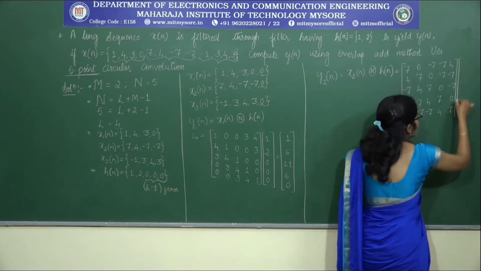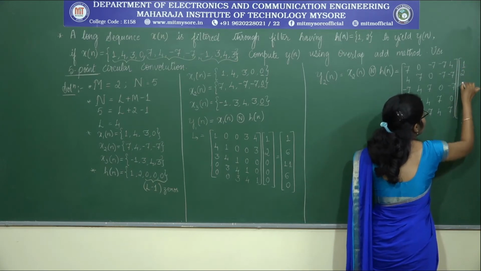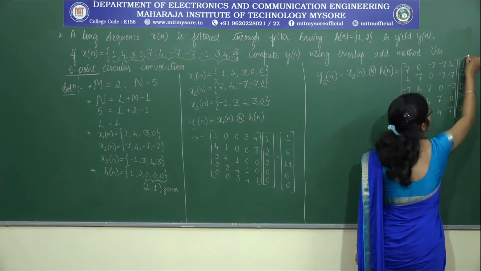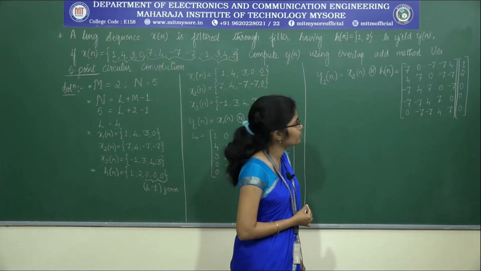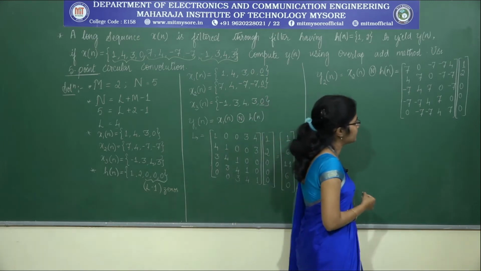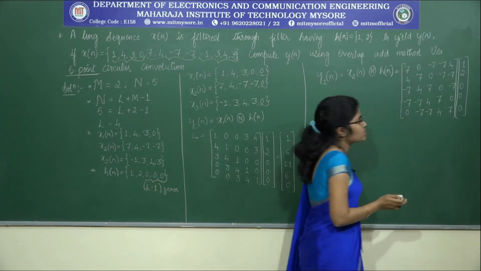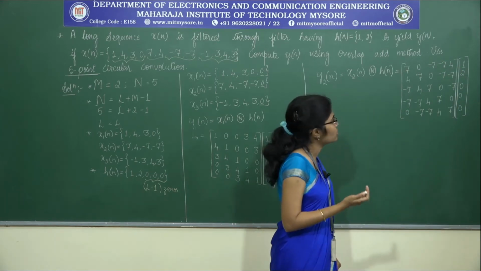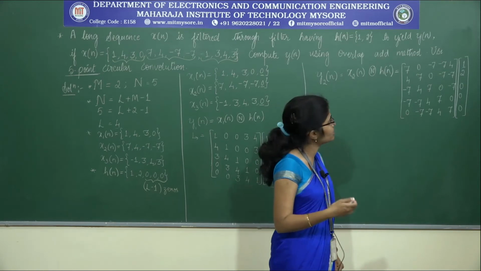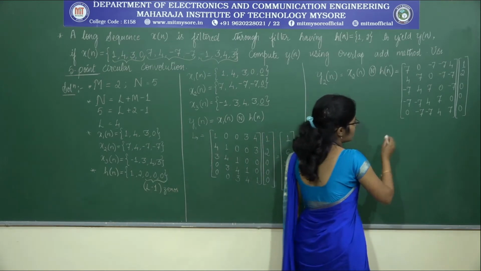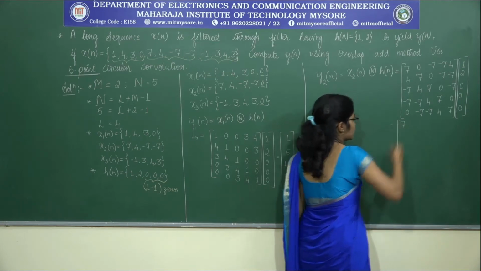And finally, what is h? H is 1, 2, 0, 0 and 0. Okay. We are done with h2 of n and h3 of n. Now I need to multiply. So if I multiply, 7 into 1 is 7, 0 into 2 is 0, minus 7 into 0 is 0, minus 7 into 0 is 0, minus 7 into 4 is also 0. So what is the value which we are getting? The first value is 7.